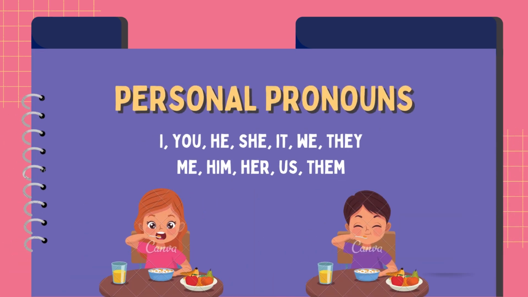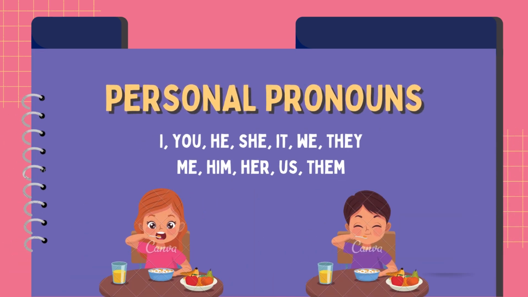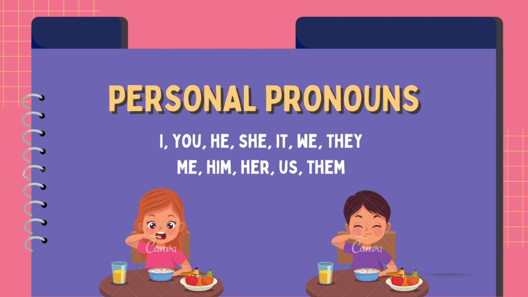Personal pronouns refer to specific people or things. For example, I, you, he, she, it, we, they. If I say, they are playing, the pronoun they could mean my friends or classmates. Pronouns also change depending on where they are in the sentence. I becomes me, he becomes him, she becomes her. For example, she helped me.